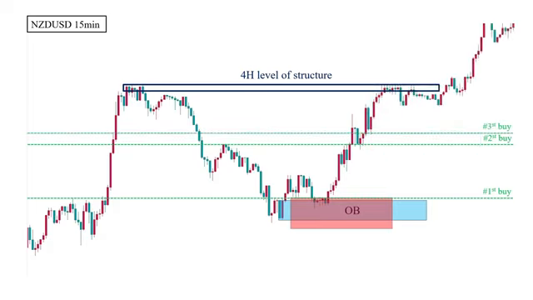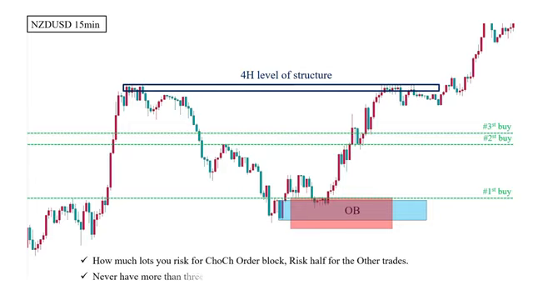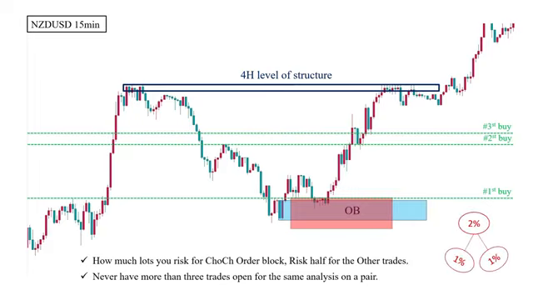Also, keep in mind that whatever position size you risk for the change of character order block, you need to risk half of the size for the following trades. Also, never have more than 3 trades open for the same analysis on a pair. For example, if you have a small account and are willing to risk 2% for the first trade, risk 1% for the second and third. This way, in the worst-case scenario, you will only lose 4% of your capital. But in the best cases, you will earn far more profits, which is how you take a smart risk.